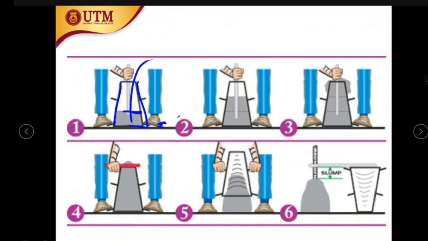Then we assume that this layer is fully compacted. Then we add another layer and repeat the step again, 25 times tamping, and the third is the last layer. Once you have filled up the slump cone, you level it using a trowel or whatever, and then you lift the cone. Your fresh concrete will subside a little bit, and the subsided height is what we call the slump. This is an indication of how workable your concrete is.